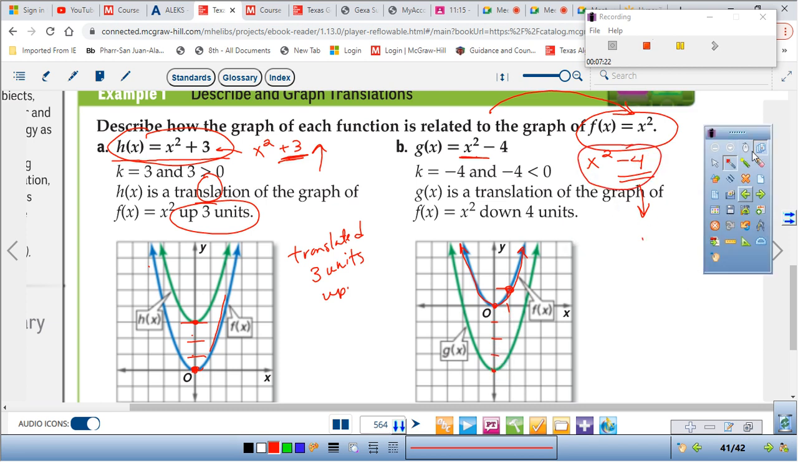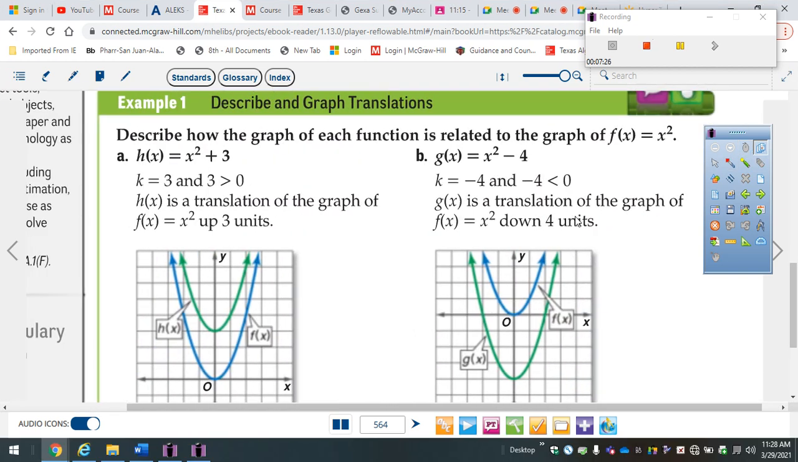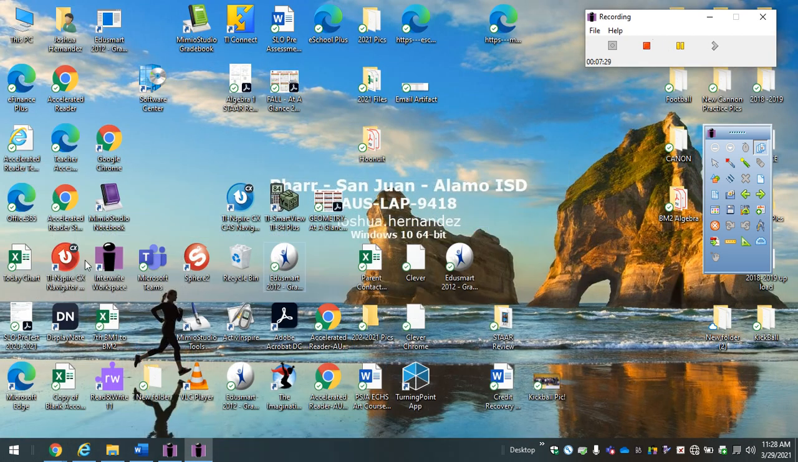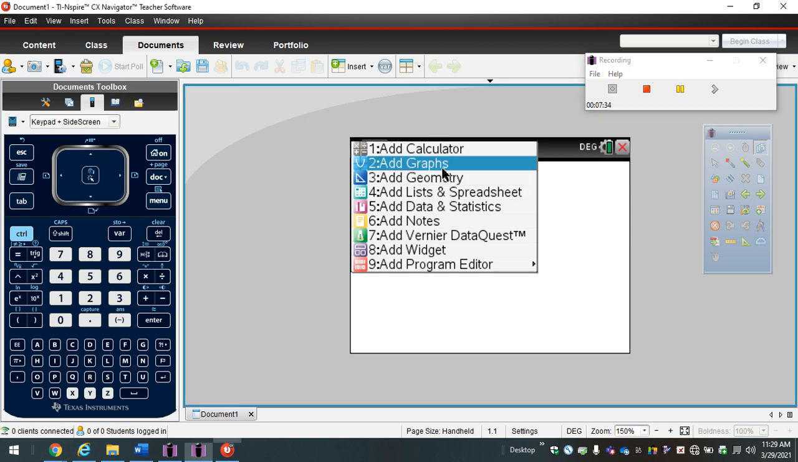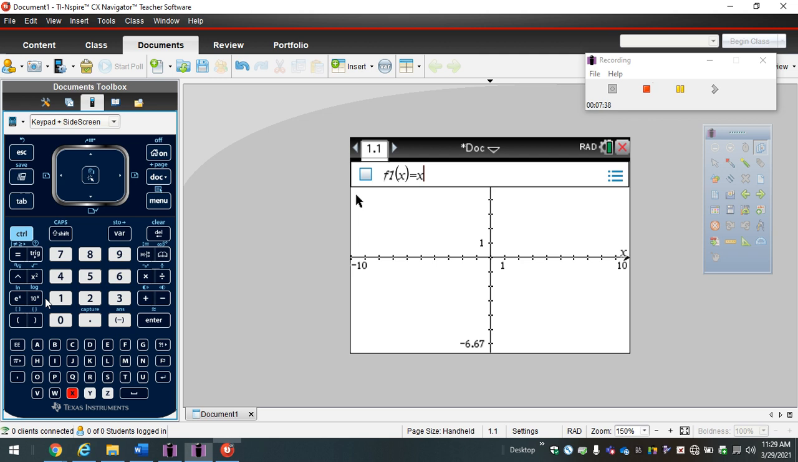Now, I'm going to show you this in the calculator. Okay, x squared. Come on. Oh, great, my calculator's asleep. Hold on. Come on, calculator. Go to graphs. The parent function, guys, don't forget it, is going to be x squared. So practice on your calculator right now, x squared.